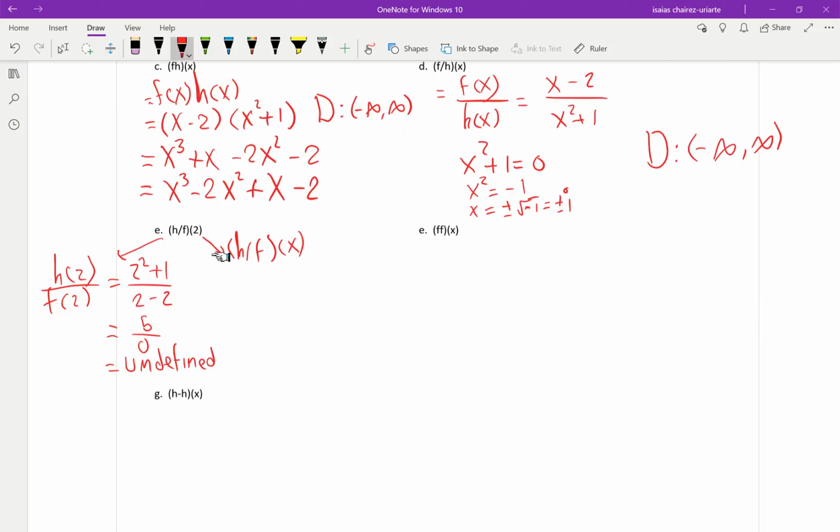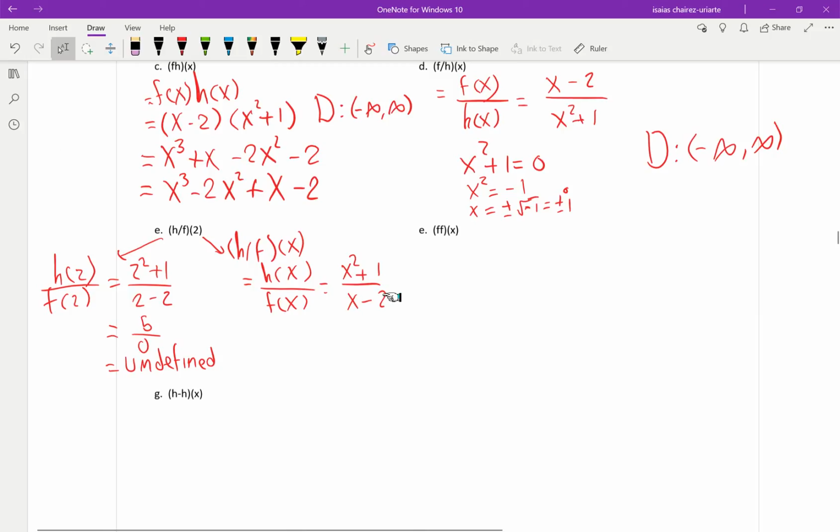All right. So I'm going to conclude that this is going to be h of x divided by f of x, and that's going to become x squared plus 1 divided by x minus 2. Now, what would be the domain of this new function? Well, the domain is going to be the intersection of the domains of the original two, which is everything from negative infinity to positive infinity. But then we have to exclude any values of x that make this denominator 0.